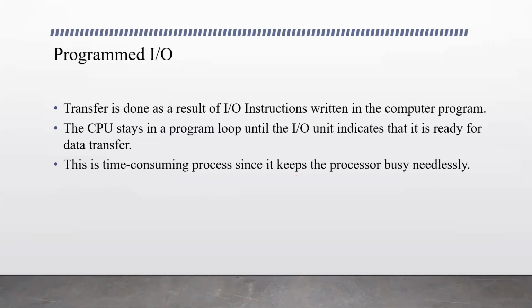So first, about programmed IO, programmed input-output. We have input-output instructions in the program, and upon execution of those instructions, the data transfer is done. That is why it is called programmed IO. Input-output instructions are executed, and because of that execution, the transfer is done. So here, the transfer is done as a result of IO instructions written in the computer program.